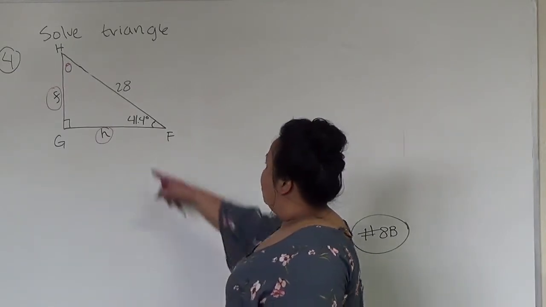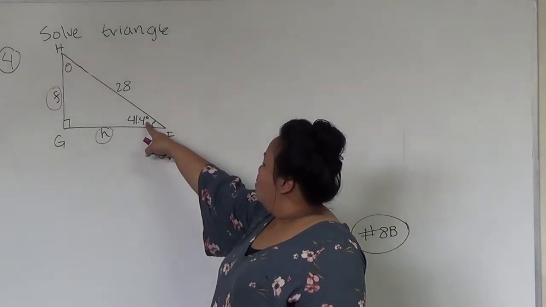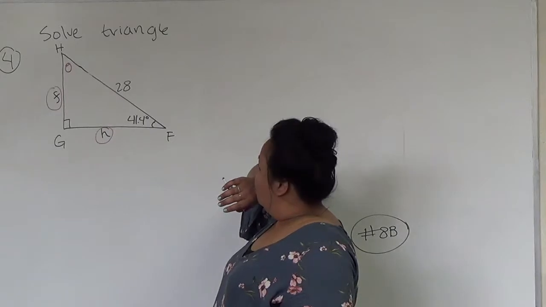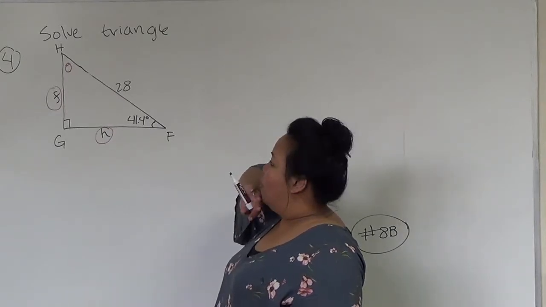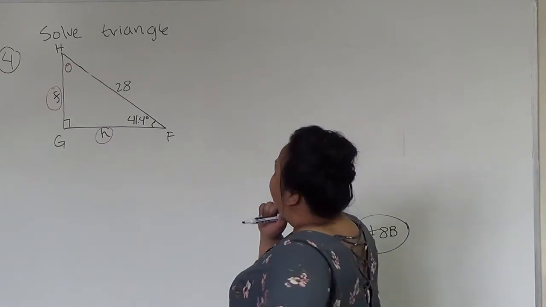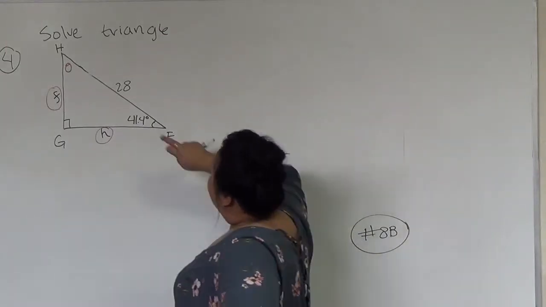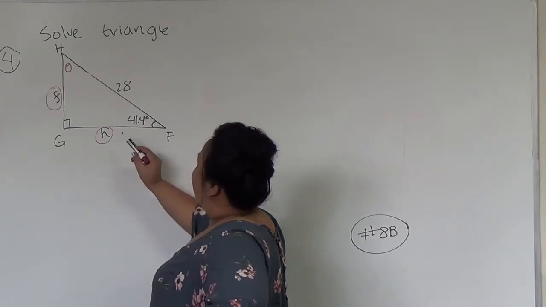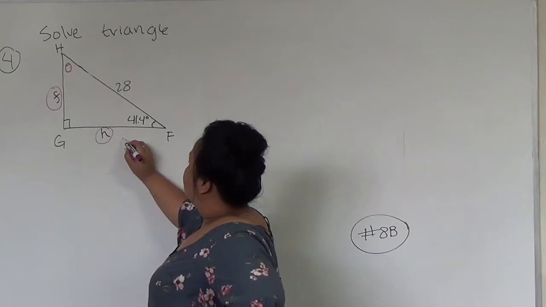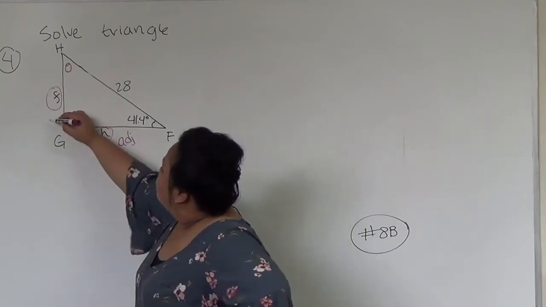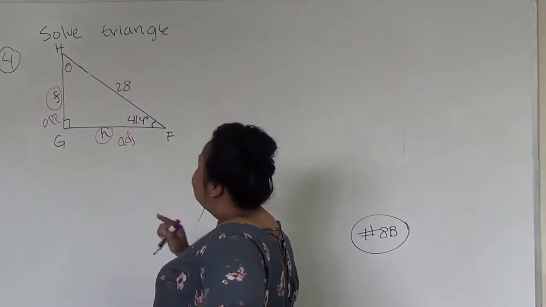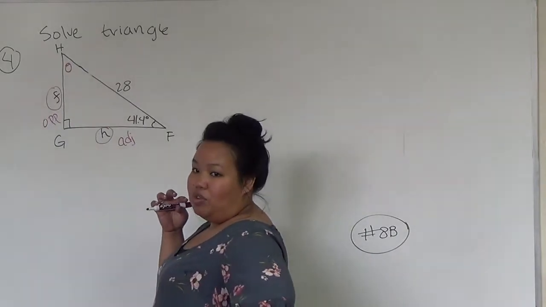So let's start with 48.6, the other angle. Yeah, he's right. 48.6 is the theta. But we're gonna focus on finding the sides first. So we have 41.4, right? So this one, this is according to what right here? According to this theta, what is this? The adjacent. What about this one? Opposite, right?